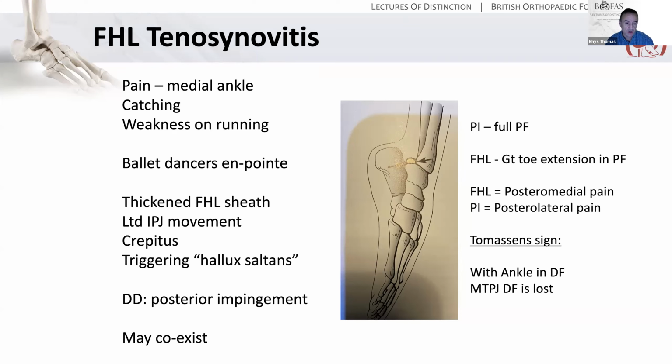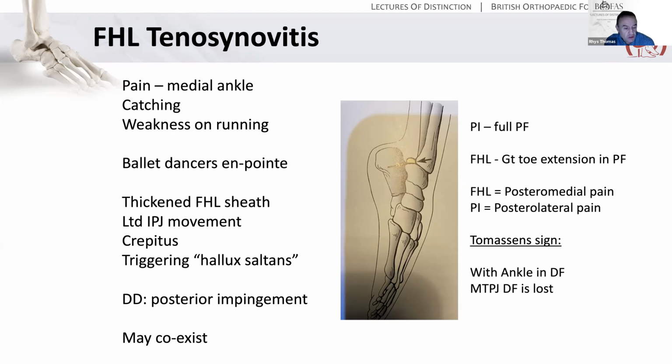Clinically, they may have a thickening around the FHL sheath, a limited degree of IP joint movement, particularly if they've got a stenosing tenosynovitis, where the tendon won't run into the tunnel. They may have crepitus in this region, and they may have triggering, which is known as hallux saltans. This can occur a little bit like a trigger finger in the hand, where the IP joint of the big toe tends to get caught in a degree of flexion. It can then extend with a clicking sensation and a catching sensation around the ankle. Saltans, as you all know, is derived from the Latin term for jumping.